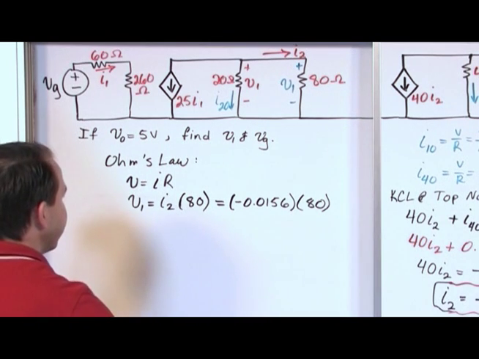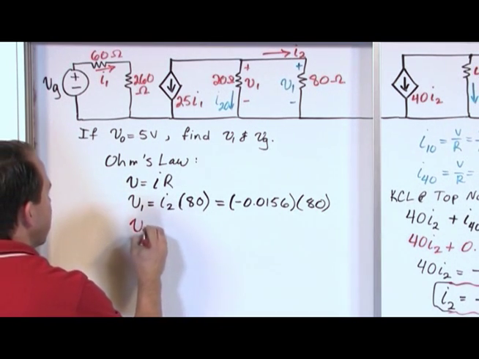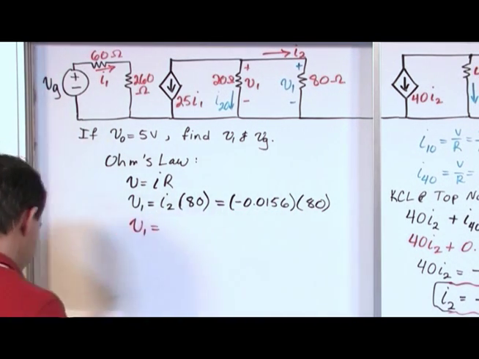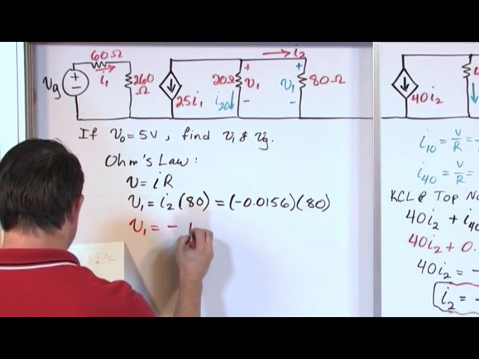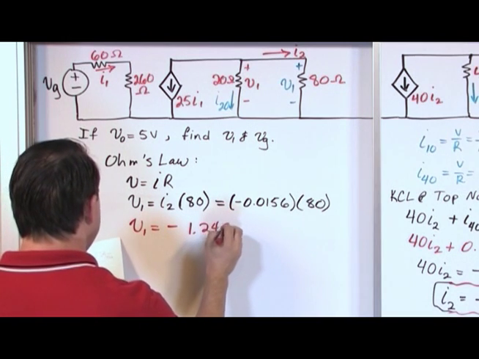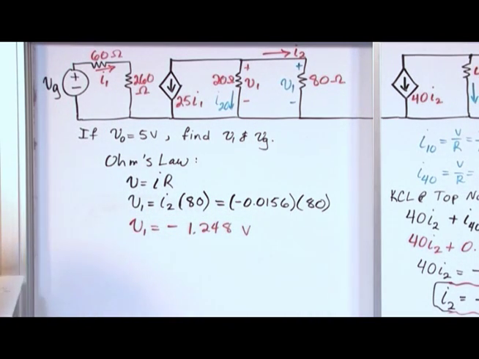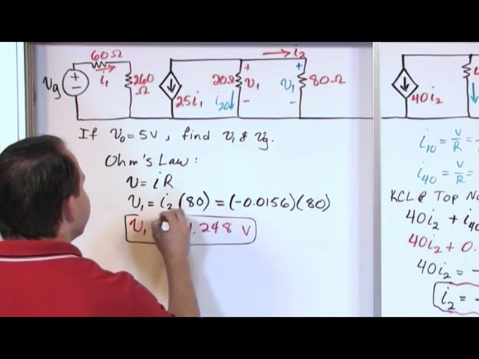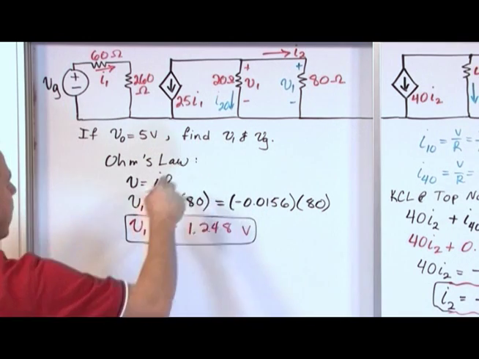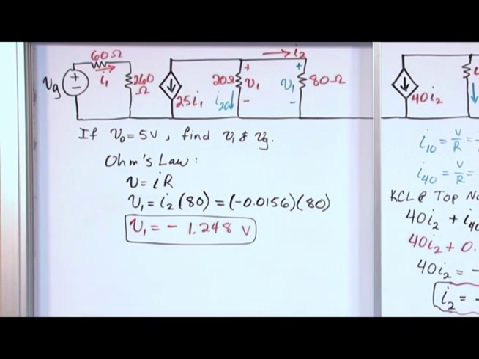And what we get in the end result is V sub 1 is equal to, it's going to be a negative value, negative 1.248 volts. All right, and I'm going to circle this because this is one of the answers we were seeking. Find V sub 1, right? Notice V sub 1 is a negative value.